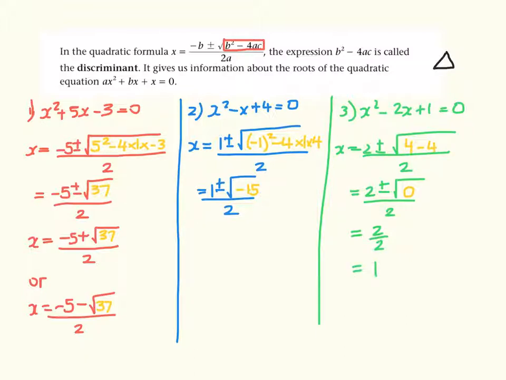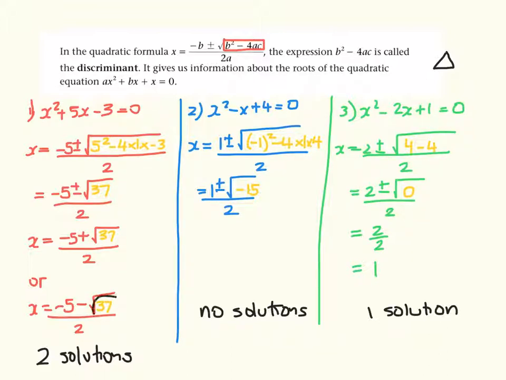Okay, so here are our three examples. In the first example, we have two solutions, so two x-intercepts. In the second example, we have no solution, so that means the graph does not cut the x-axis at all. And in the third example, we have one solution, which means that it just touches the x-axis. You might also see this written as two equal solutions. So I want you to make the link between the discriminant, which in the first case was a positive number, 37, in the second case a negative number, and in the third case it equaled 0.